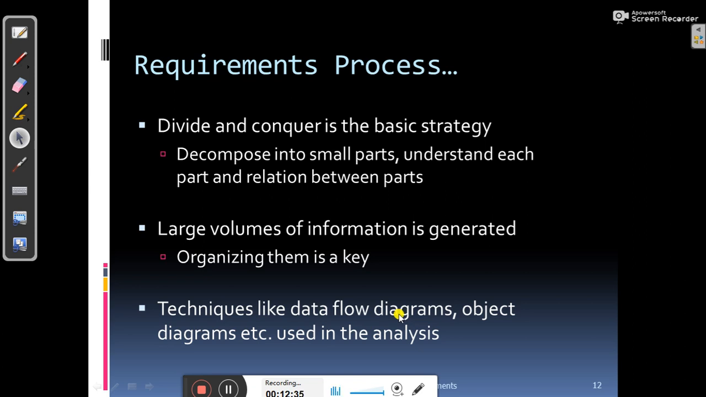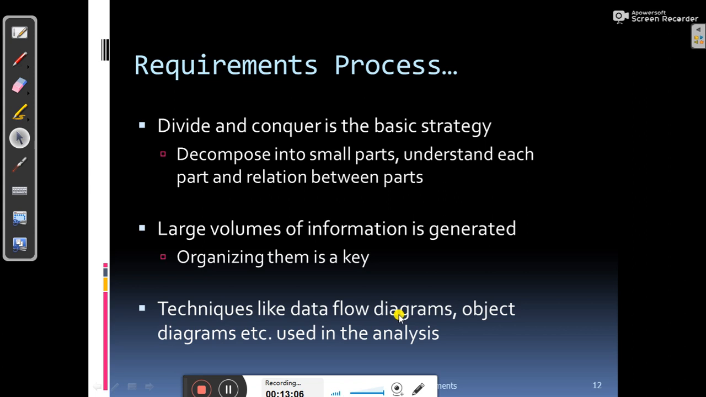So in the requirement process, divide and conquer is the basic strategy, because there might be lots of components in a software or in a product information system. So we need to divide it into small parts. You need to understand the needs and requirements for each part, understand each part and the relations between the parts. Obviously we need to understand the relations between the parts also, and then we have to merge all these things to know the whole requirement of the system.